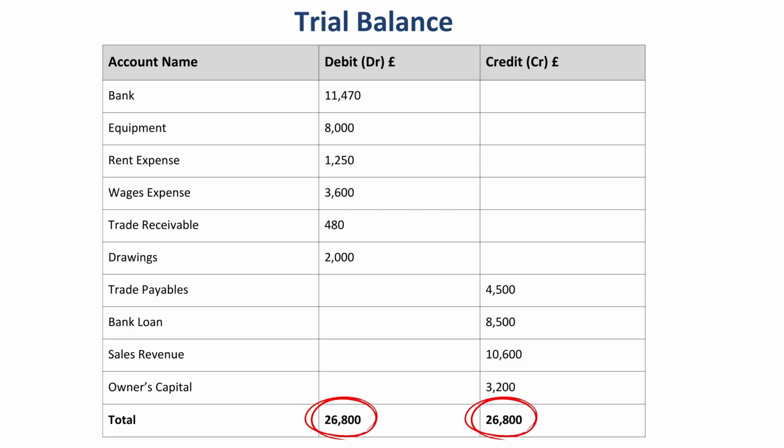Both sides total £26,800, so the trial balance agrees.